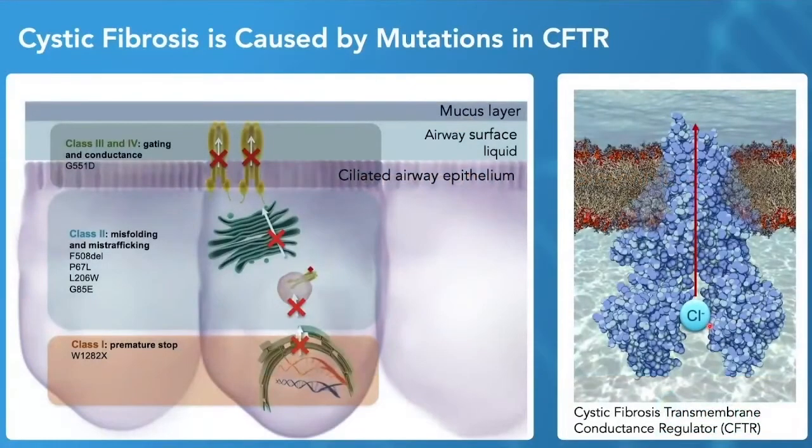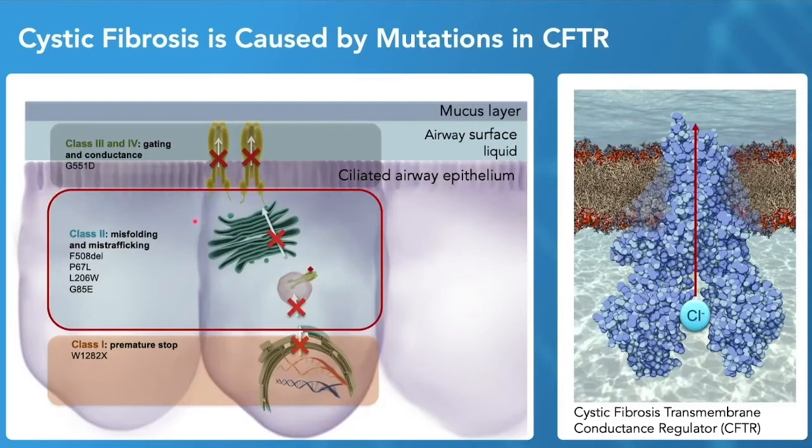The underlying cause of cystic fibrosis is a defect in the function of the chloride bicarbonate transporter, cystic fibrosis transmembrane conductance regulator, in short CFTR, shown here on the right. Patient mutations in CFTR are generally classified based on their molecular defect. And this has been, of course, very useful for addressing these distinct defects with specific therapeutic approaches.